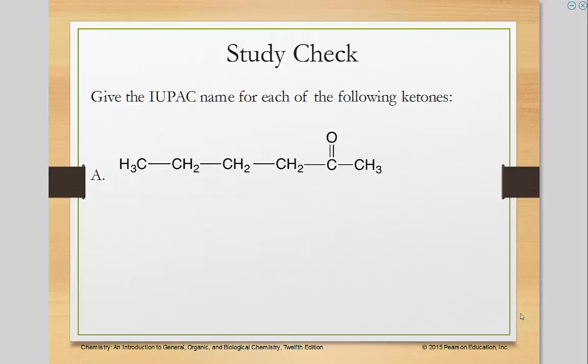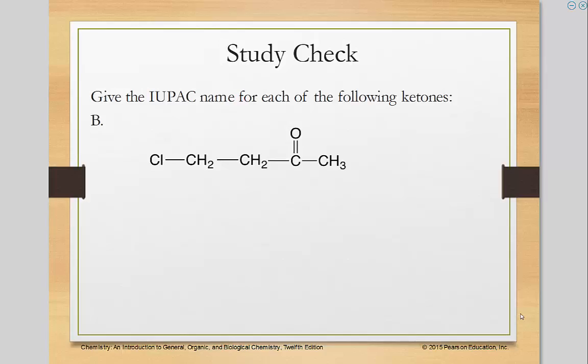Let's name this ketone now. Start in the direction of the oxygen being the closest to the number 1. 1, 2, 3, 4, 5, 6. It's on the 2nd carbon. It's 6, so it's hexane. So that becomes hexanone. And it's on the 2nd carbon.